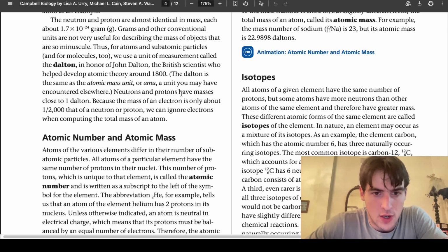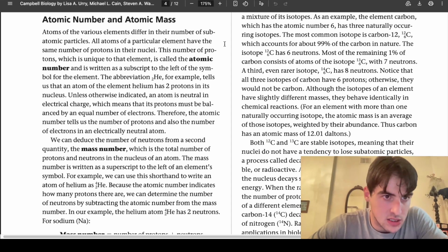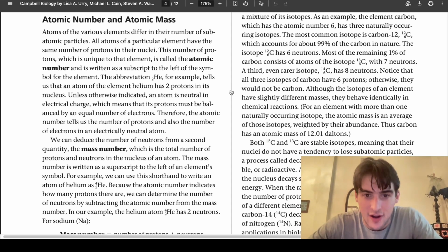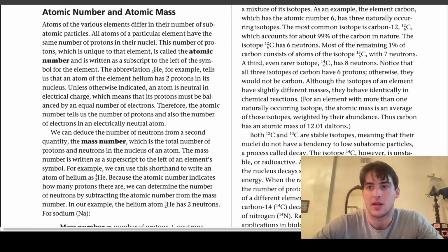So, neutrons and protons have masses close to 1 Dalton. Because the mass of an electron is only about 1/2000th that of a neutron or proton, we can ignore electrons when computing the total mass of an atom. Atomic number and atomic mass. Let's check how far we are in this video. 29 minutes, and it is 5:30.